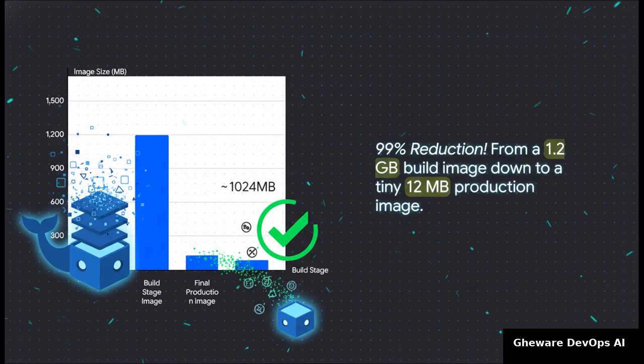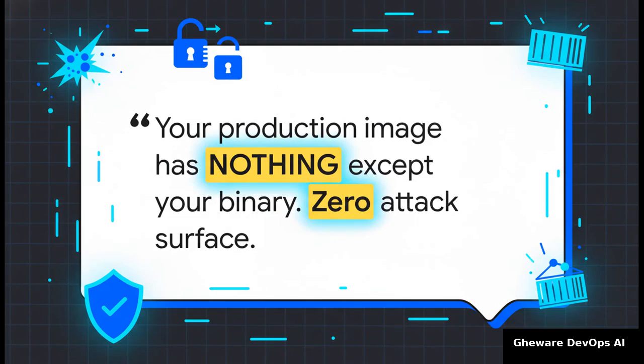That's a 99% reduction in size. That is just wild. But listen, this is not just about saving a bit of disk space. This is a huge security win. Your final production image has nothing in it except what your application absolutely needs to run. Nothing else. No compilers, no shells, no extra tools. You know what that means? It means you have virtually 0 attack surface.